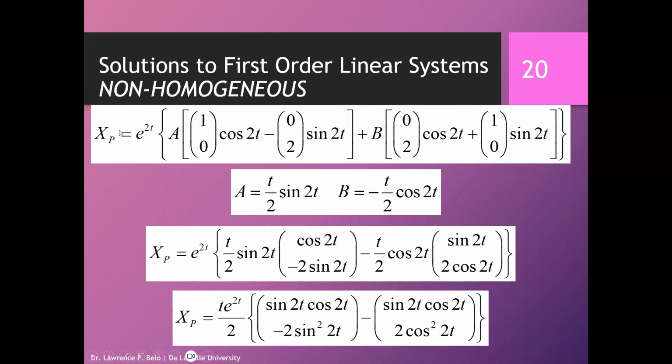Okay. So let's combine A, di ba? And then B is this. Take note that A is t over 2 sine 2t. B is negative t over 2 cosine 2t. So let's combine that with this. You'll end up having that line. Pinagsama ko na 1 cosine 2t plus 0.